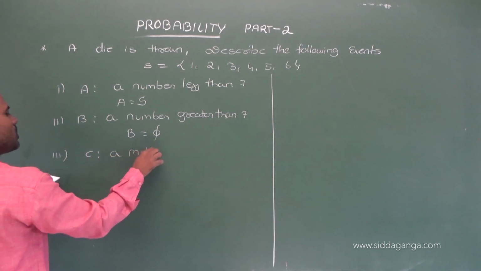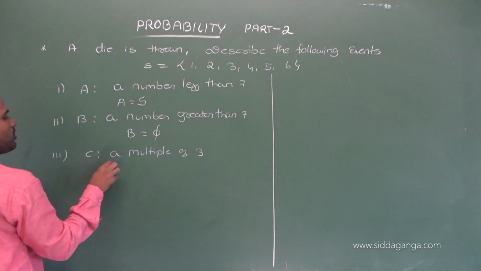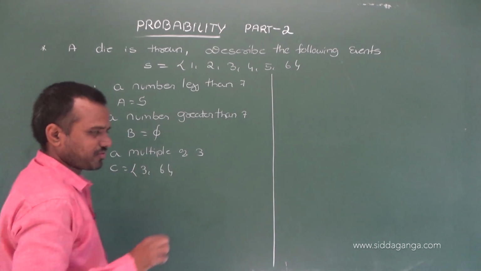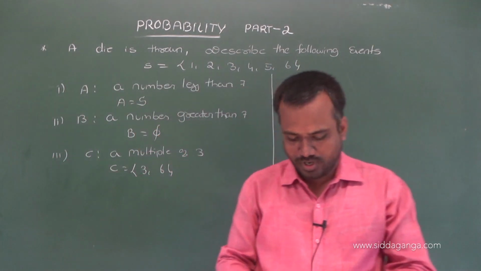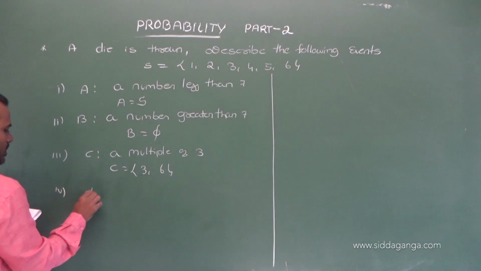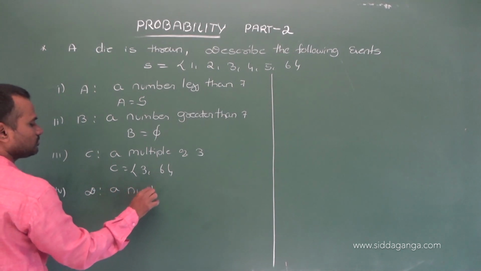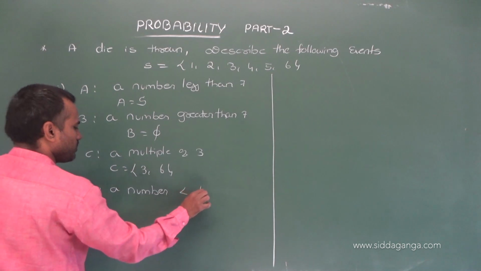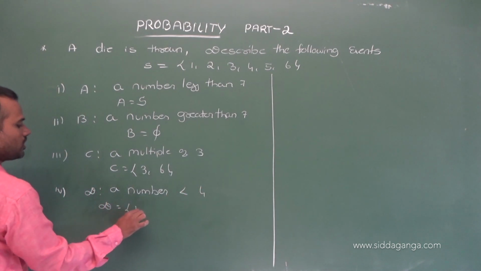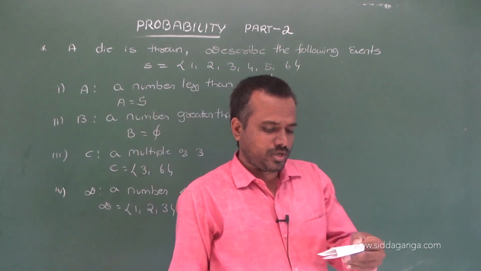C is a multiple of 3. What are those elements? Only 3 and 6. Then the fourth one, D is equal to a number less than 4. What are those? 1, 2, 3.